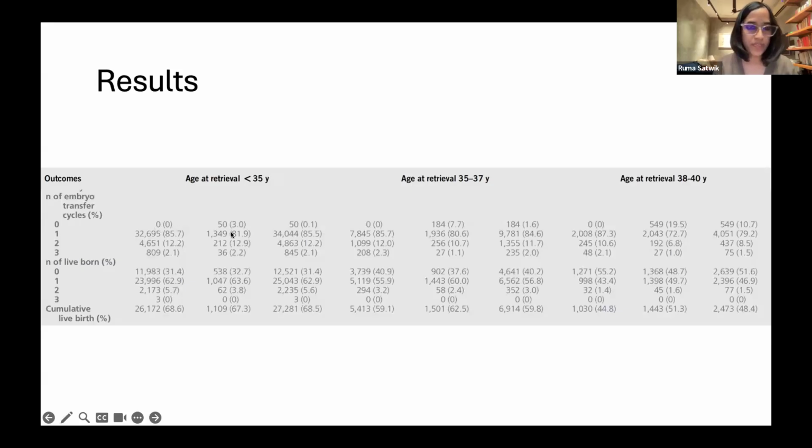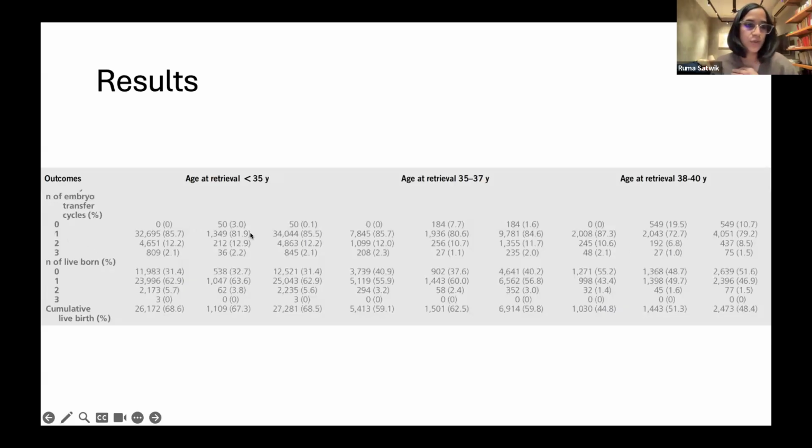But one is no PGTA, two is with PGTA, and the third is the overall cohort. What is happening in the overall cohort? Similarly, no PGTA, PGTA, and overall. No PGTA, PGTA, and the overall cohort.